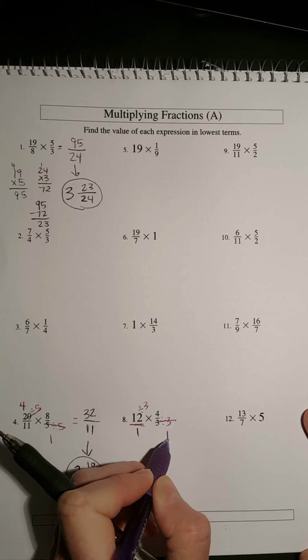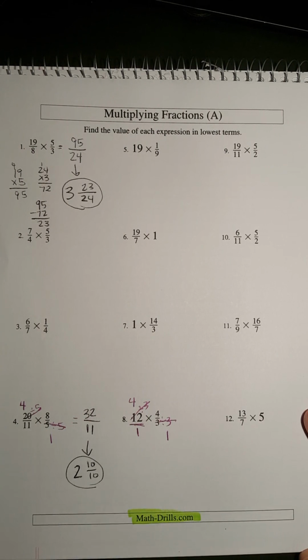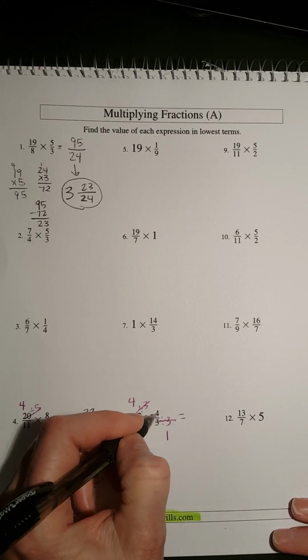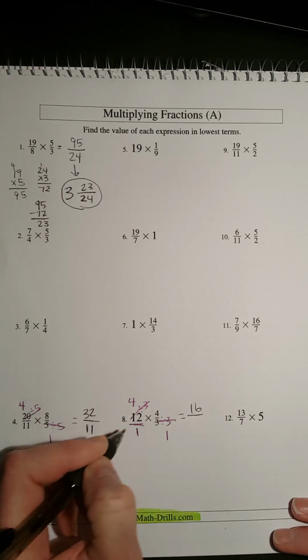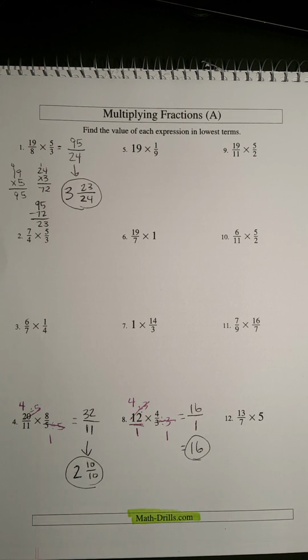3 divided by 3 is going to simplify to 1. 12 divided by 3 is going to simplify to 4. And this is going to give me 4 times 4, which is 16 over 1. So simplify that, equals 16. Okay, how about one more on this sheet?